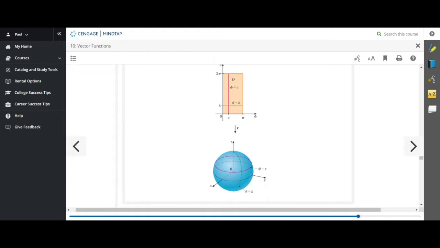So you see in the sphere, you see that red circle on that sphere? Give me a thumbs up if you're noticing that. And you see how it says phi equals c? That means phi equals a constant.